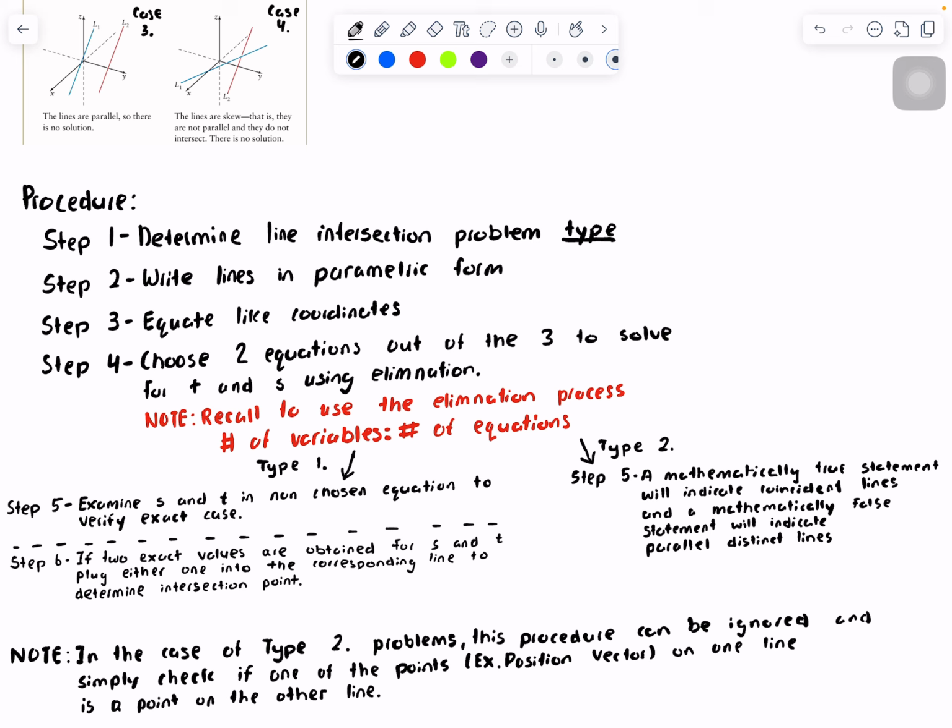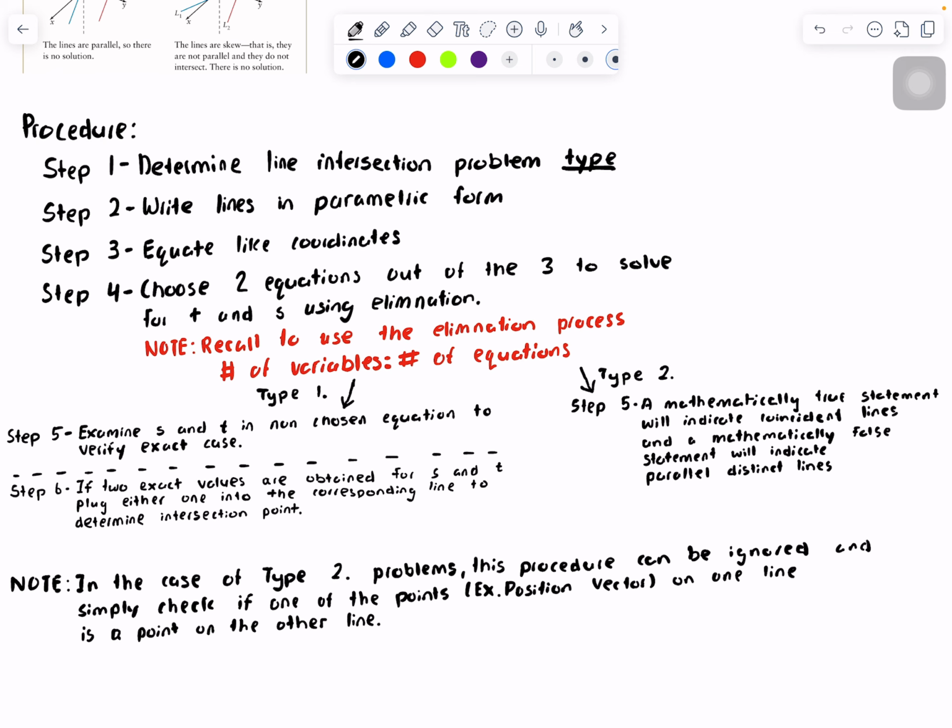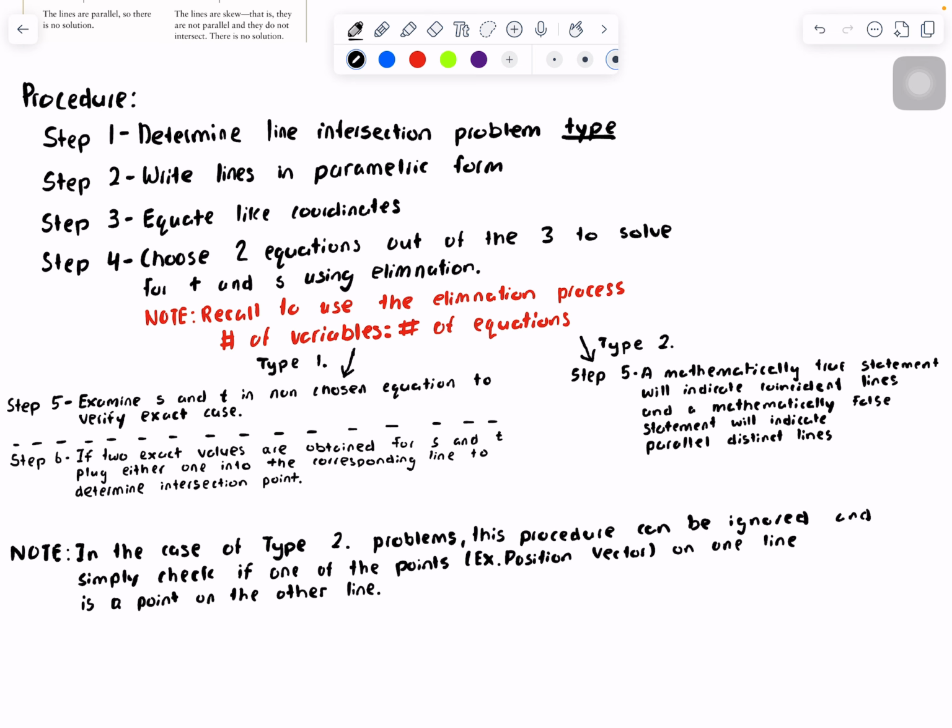We can divert here into type 2 problems where this is what you'll see. If you get a mathematically true statement from the elimination process, so 0 equals 0, that indicates the lines are coincident. If you get a mathematically false statement, like 5 equals 0 or 6 equals 0, which we know is false, that'll indicate the lines are parallel and distinct. Okay? So you can complete all these problems under the guise of elimination, but there is a note that I want to show you guys.